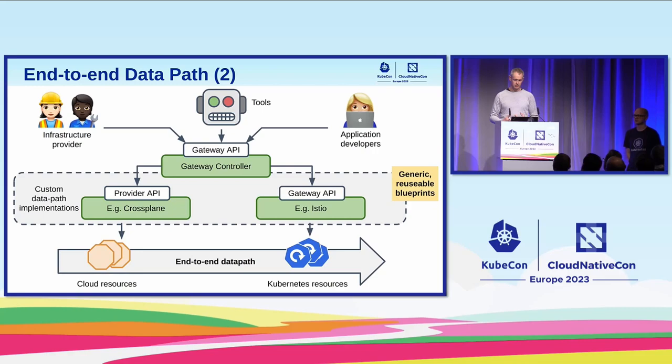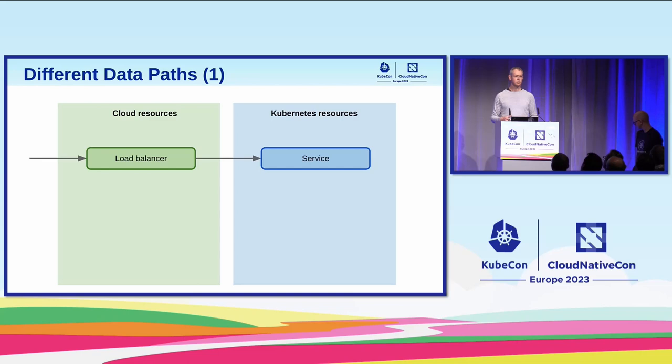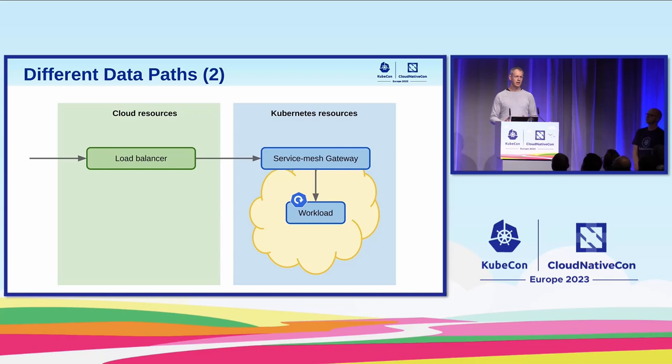So now we're talking about these data paths. What kind of features are we talking about, and why is it so important that we have control of this? Our teams have different requirements and needs. Some teams might just be happy with a simple data path as shown here: a cloud load balancer, and then forwarding that to a Kubernetes service, and then they are quite happy. We have other teams that use Istio or a service mesh. So in their case, they would need an Ingress gateway as part of the data path.